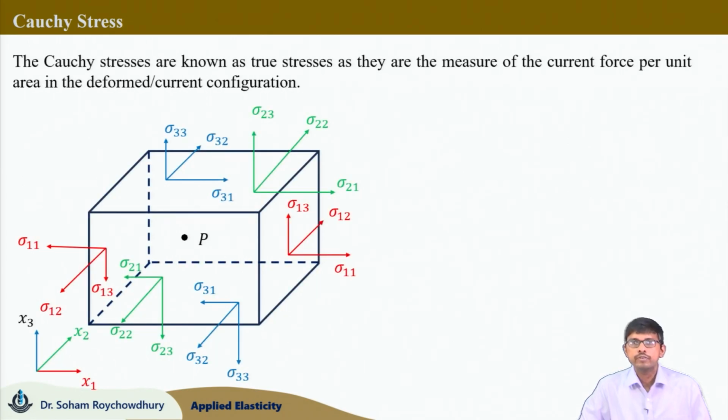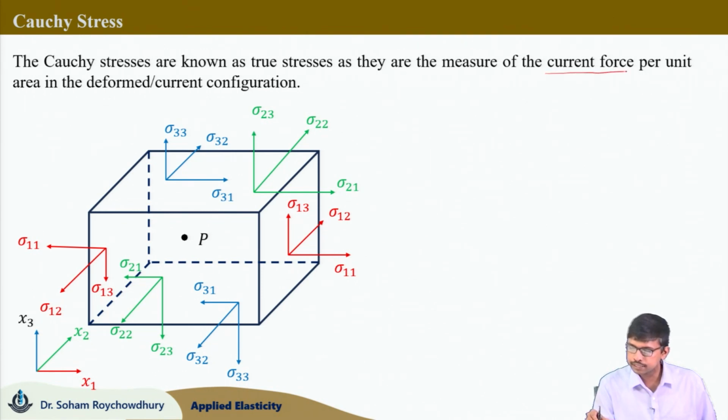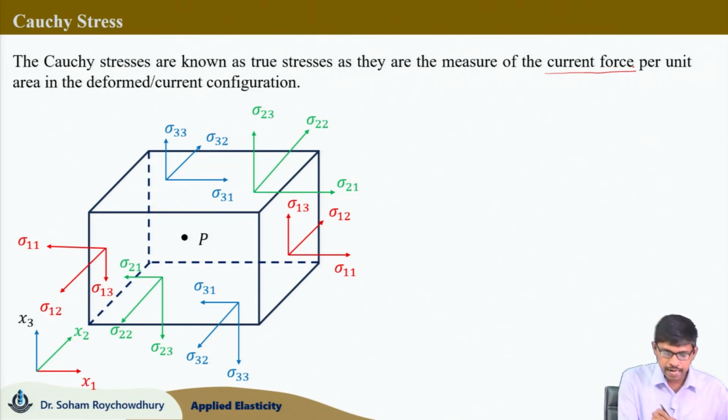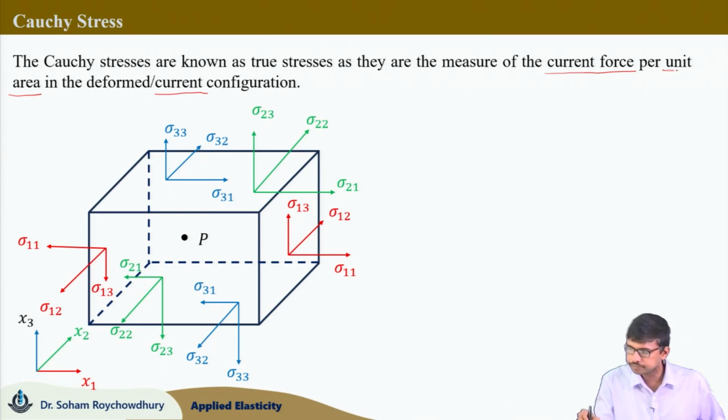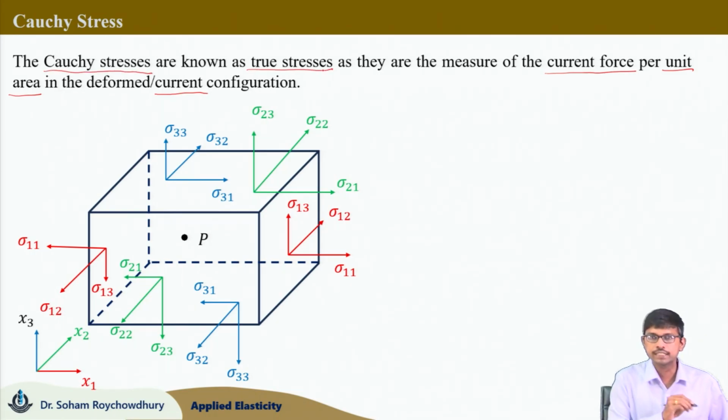So, to have a quick recap, if we are considering a small infinitesimal volume or cube element centered at point P and sides aligned along x1, x2, x3, three orthogonal axes, the Cauchy stress tensors were defined as the true stress components, which are nothing but the measure of the current force acting on the current configuration per unit current or deformed area. So, here note these 2 points.